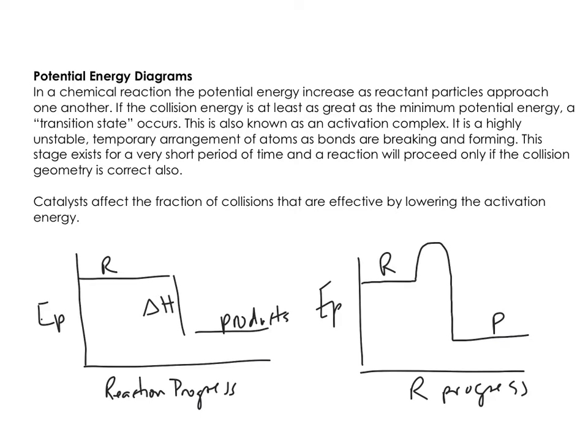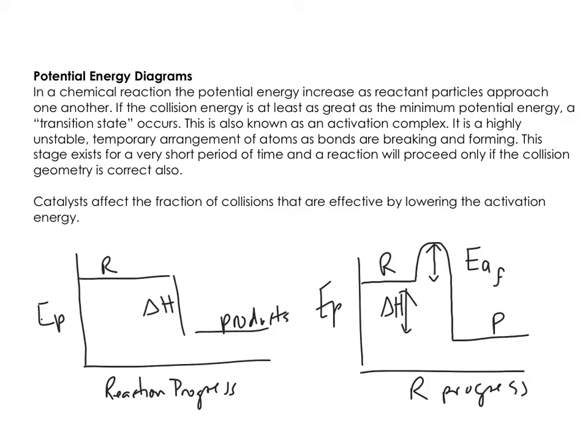So the only difference here is that you've got this hill to get over first. Your delta H is the same. The position of your reactants and products is the same. Just you have this extra energy, and the difference in height between the reactant and the top of that peak is your activation energy. I'm going to put an F there because that's for the forward reaction. That's going from reactants to products.